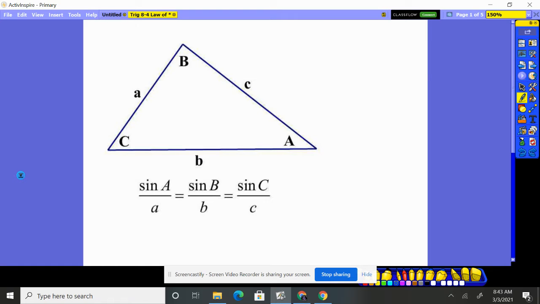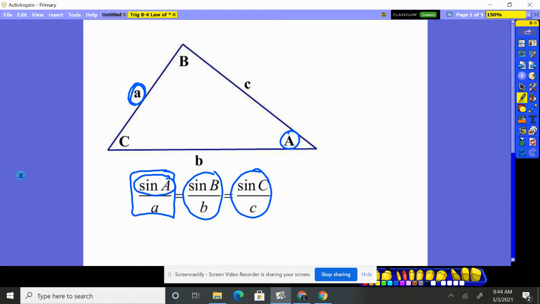It says the sine of A, in other words, if I take the sine of this angle here, divided by its opposite side, that ratio, let's say I take the sine of this angle, say it's 42 degrees, divided by this A over here, which let's say is 10, and I get something like 0.126. That means this will be 0.126, and this will be 0.126. You'll get the same ratio.